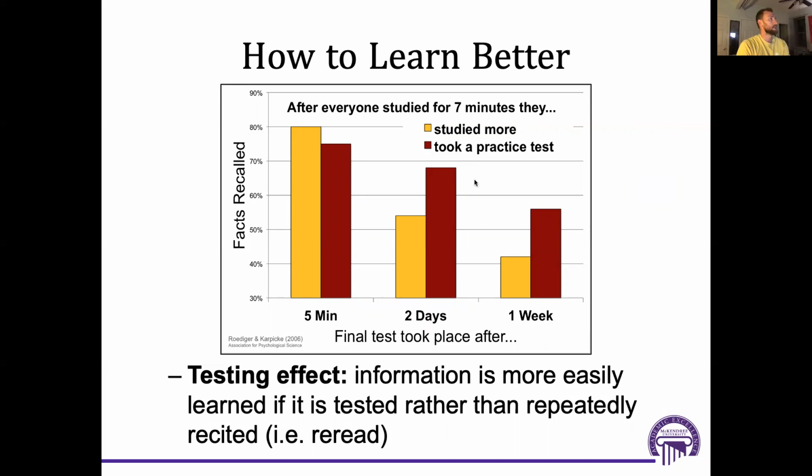There were two conditions in this particular study. There was a condition in which participants studied something, and then they took more time and studied that information again. Or they studied something, and then they took a practice test over that information. And we see facts recalled pretty similar whenever the test took place 5 minutes after. So in the practice test condition, the participant maybe read a chapter, then took a test over that, and then they were assessed again after 5 minutes.